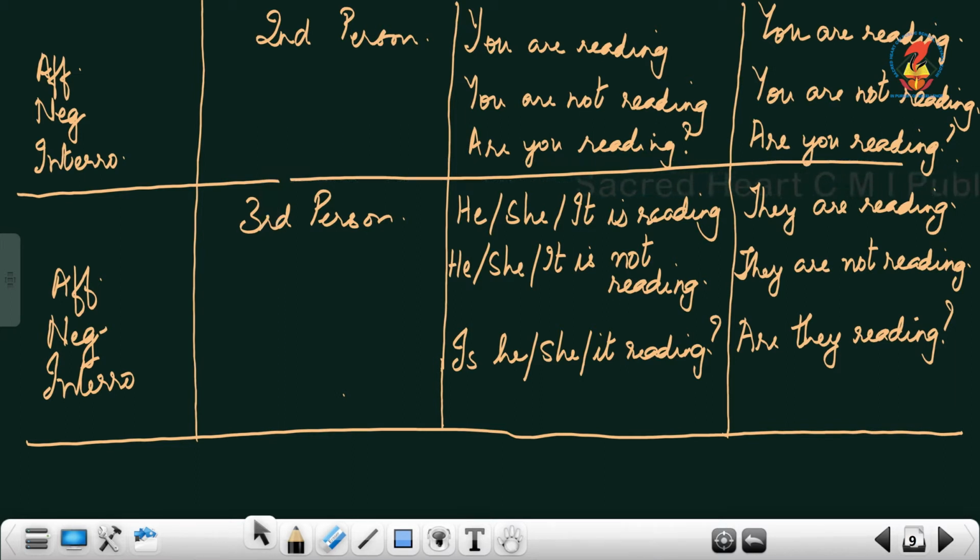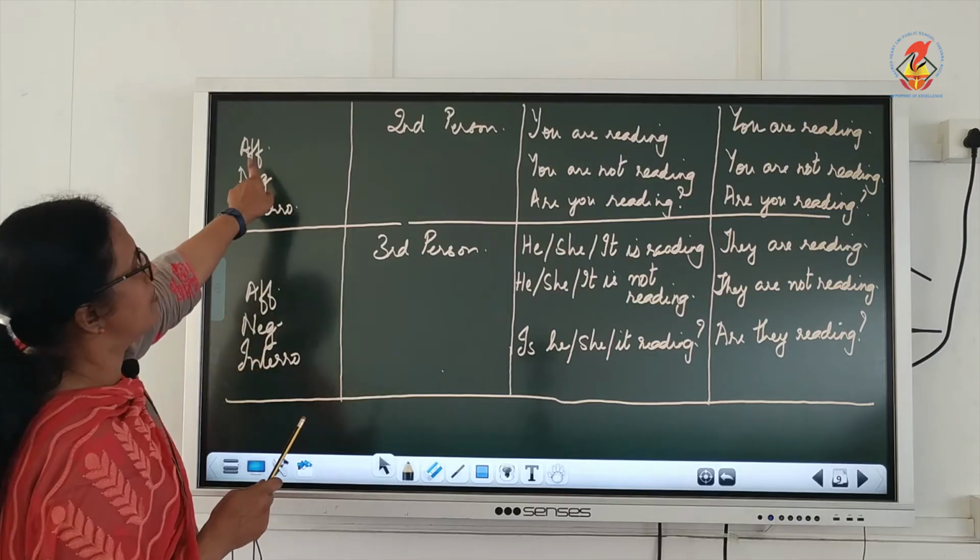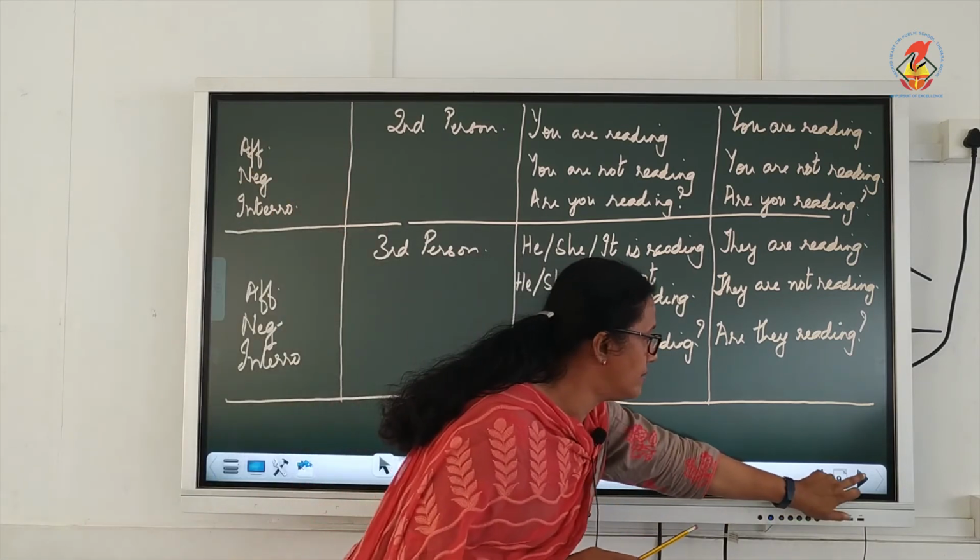Okay, now how will you express it in the third person? Third person singular is he, she or it, and third person plural is they. So he, she, it is reading, and in the plural they are reading, because remember the plural they, the verb you have to use is are. Then if you have to convert it into a negative, he, she, it is not reading, and they are not reading. Then in the interrogative, is he or she reading, or are they reading? So I hope, children, you have understood how to convert this into the affirmative, negative as well as interrogative sentence.